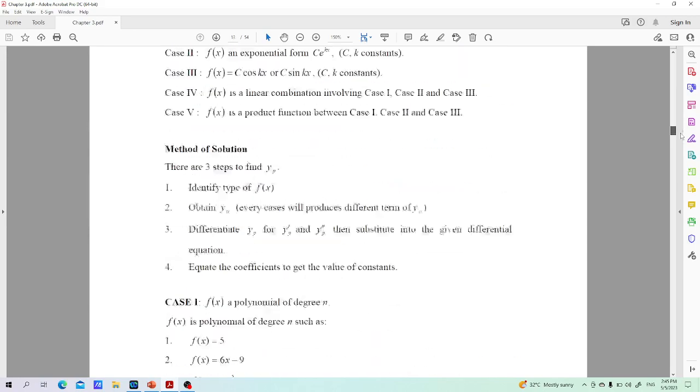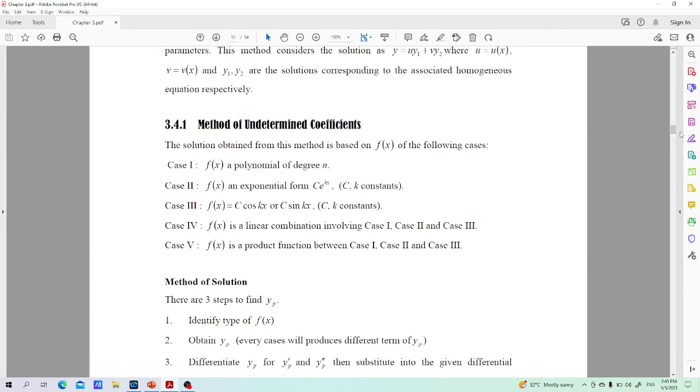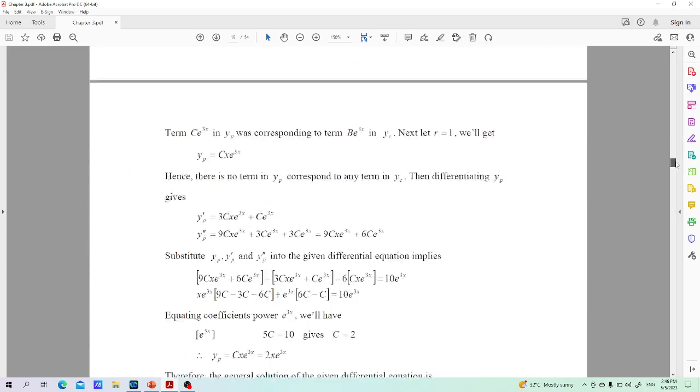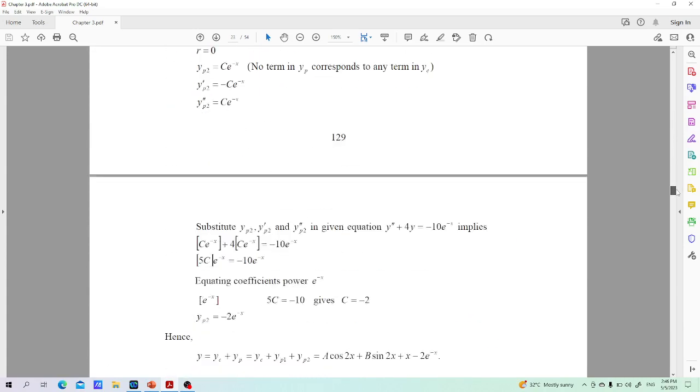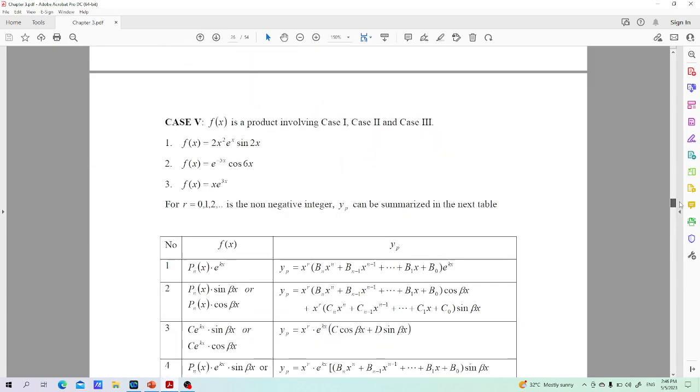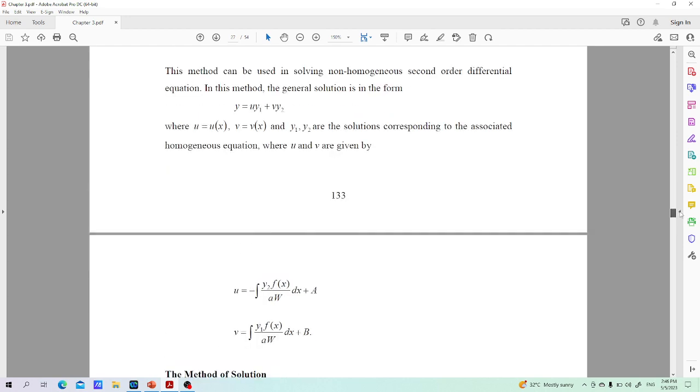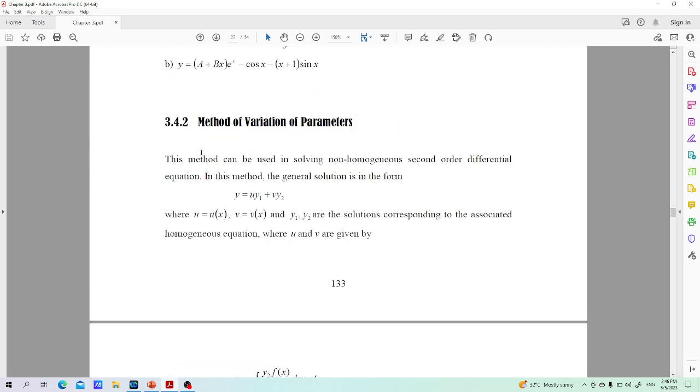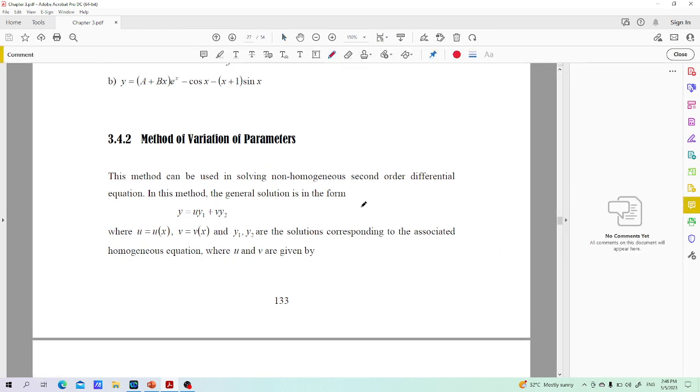The method of variation of parameter. So to solve a non-homogeneous second order differential equation, we use the method of variation of parameter.